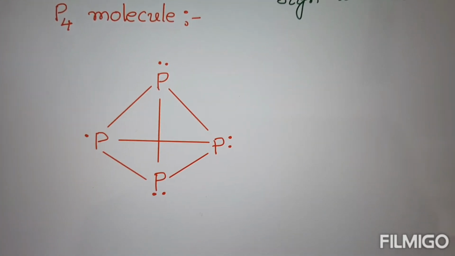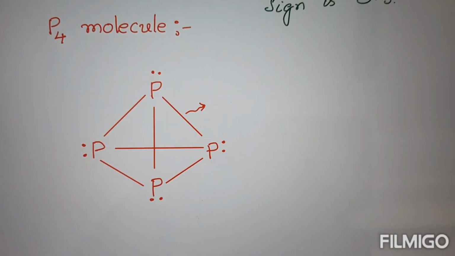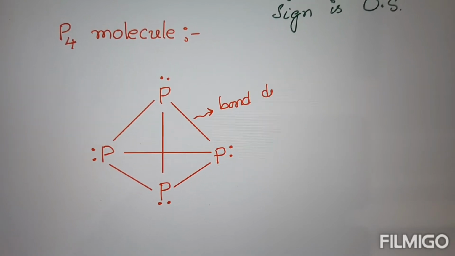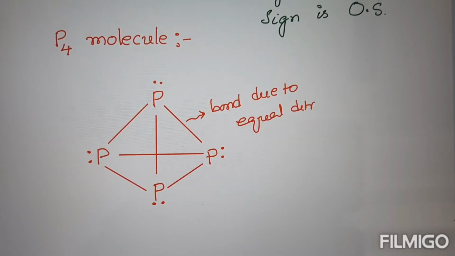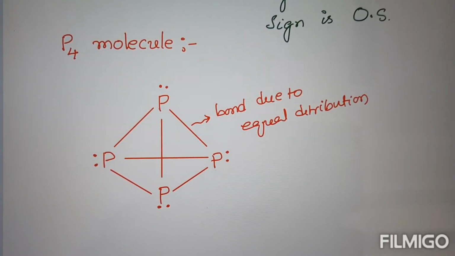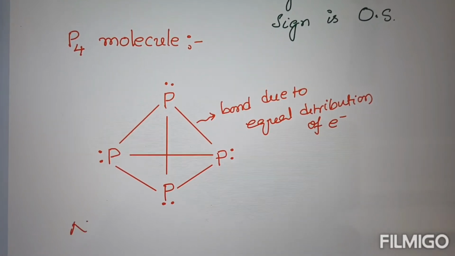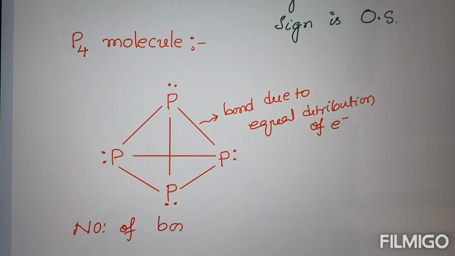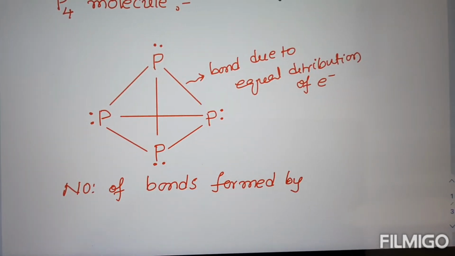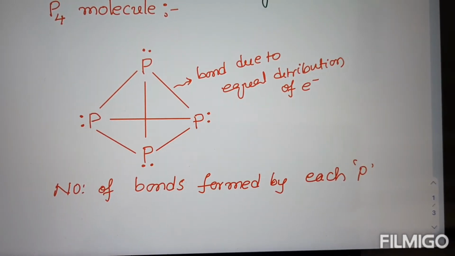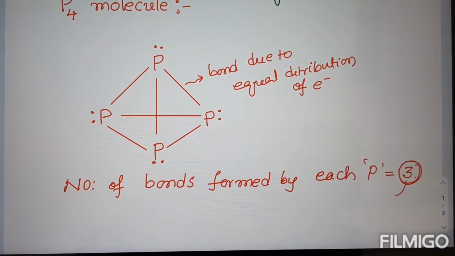Since the bonds are formed between the same atoms, they are equally distributed. The bond is due to equal distribution of electrons. The number of bonds formed by each phosphorus is equal to 3. That number is called valency.